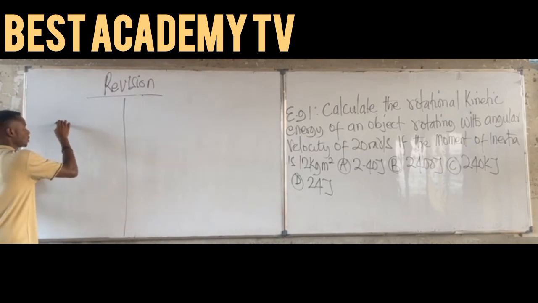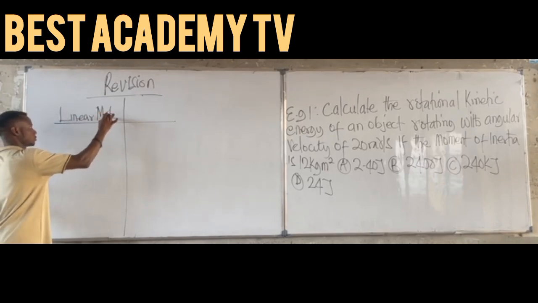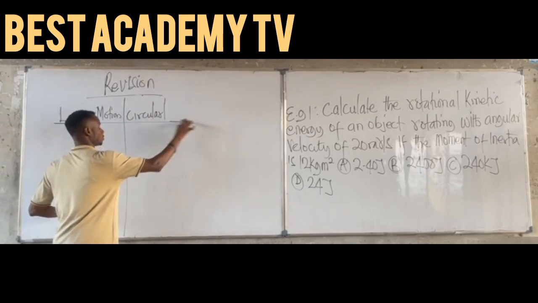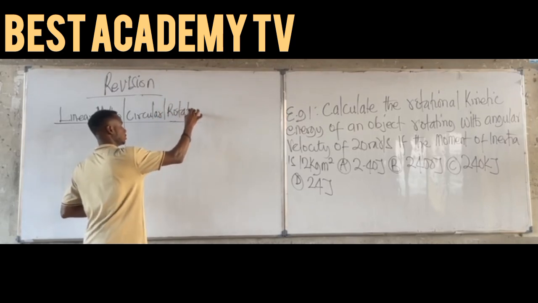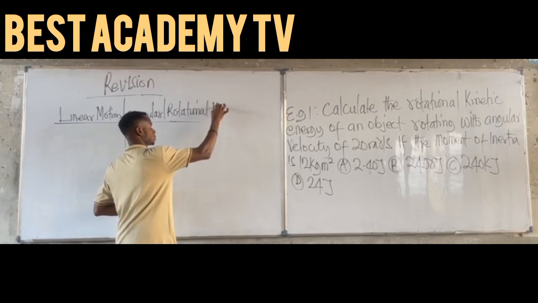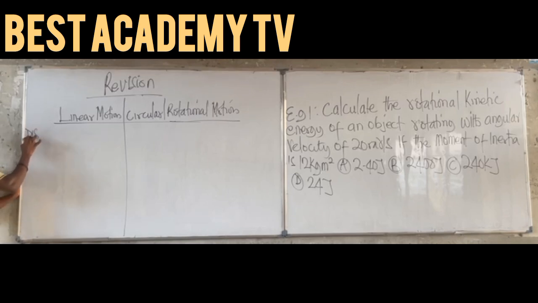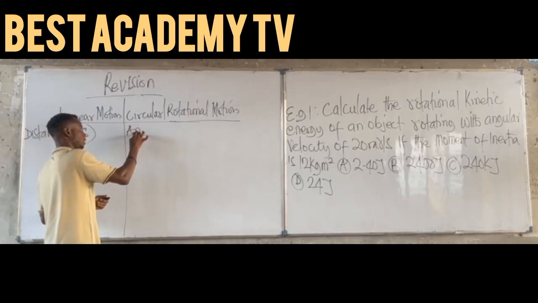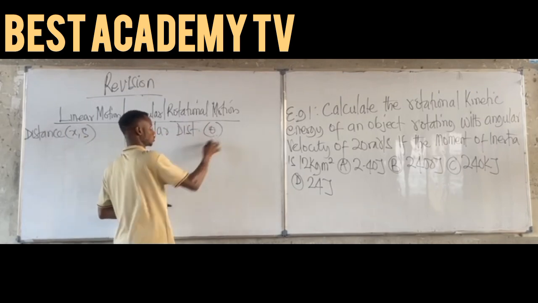Now, what are the analogies here? That's the relationship here. The first one here is linear motion. The second is what? Circular or rotational motion. Please take note. Okay. Now, the first thing here is distance, which is seen to be S or X. So in terms of circular or rotational, don't call it distance, call it angular distance or displacement. Use what? Theta to represent it.